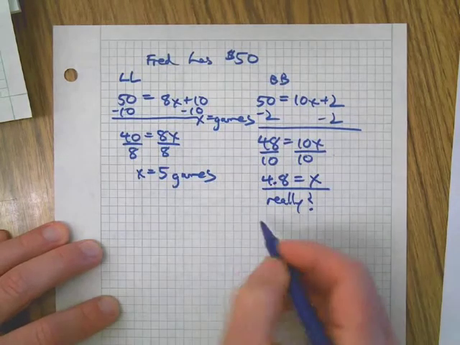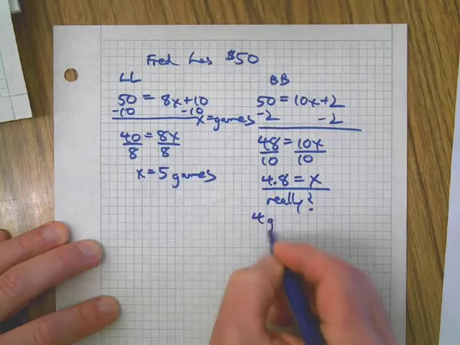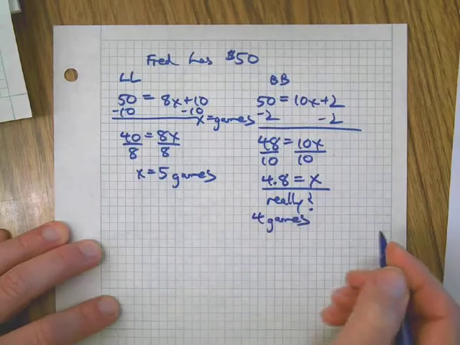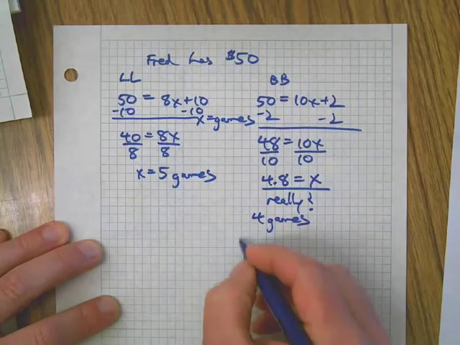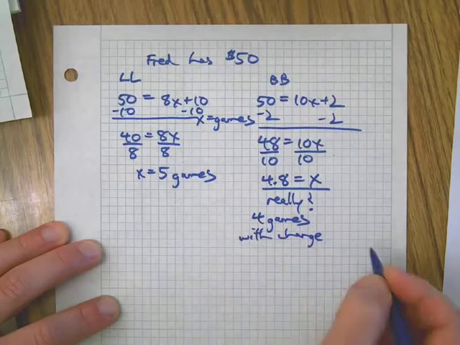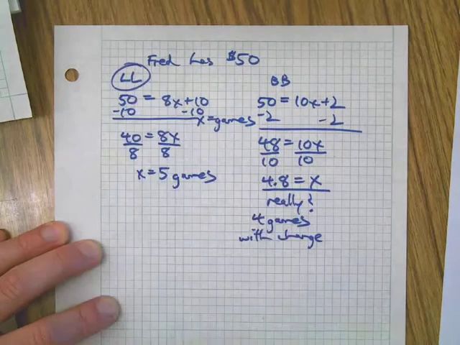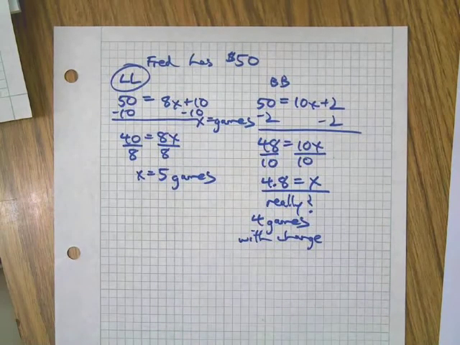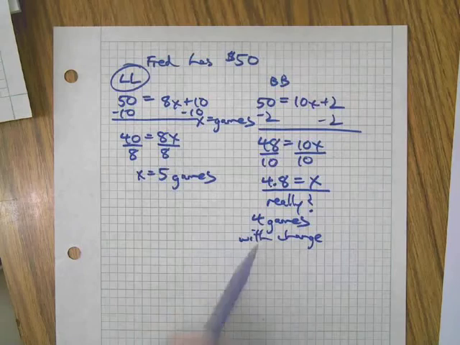So really what he's going to do here is he can bowl 4 games and he's going to have some change left over. Okay? So if he just wants to bowl as much as he can, he's going to go for lumpy lanes. If he wants to give up a game and have some money left over for a snack, he could go to bouncy bowl. So that takes care of the first part of this problem. Now we're going to do some graphing.